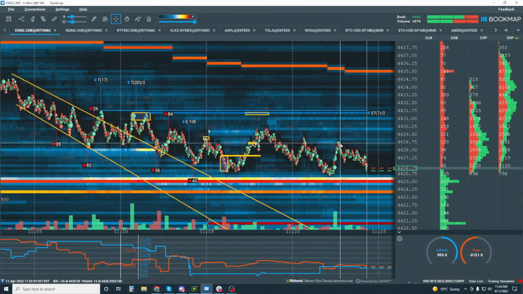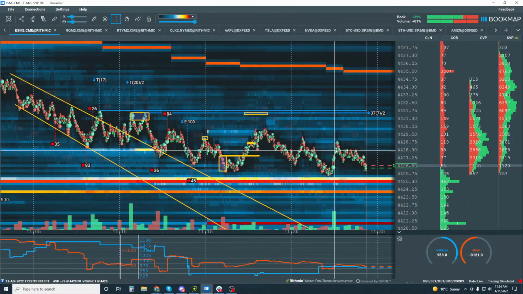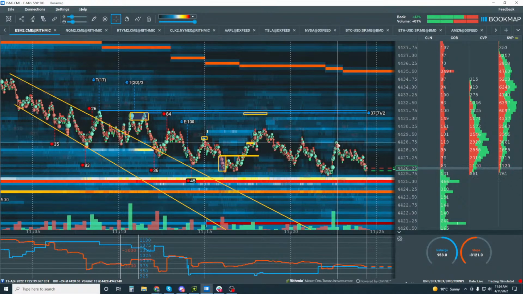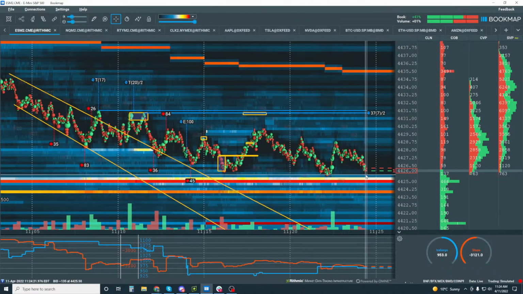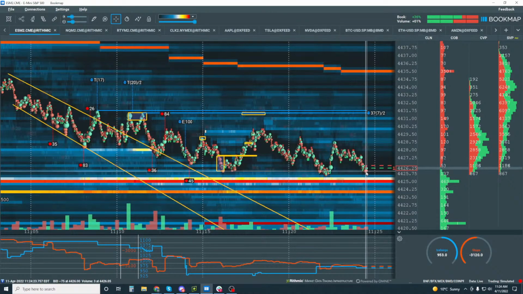Okay, well, we made a techie girl, so here we go. Look at this. We saw buyers stream in here, but they failed to make a higher high. Looking for sellers here, looking for follow through. This one looks more likely to me.